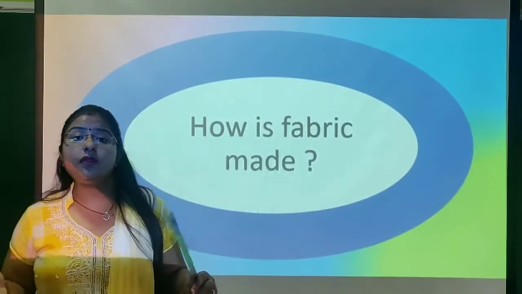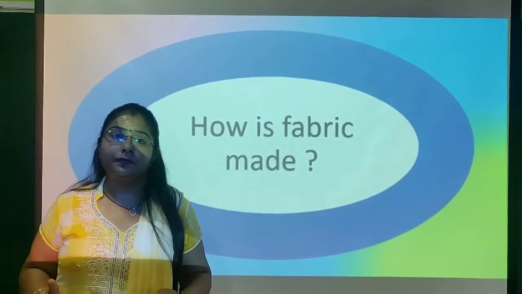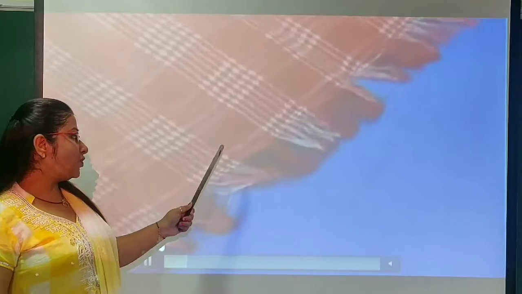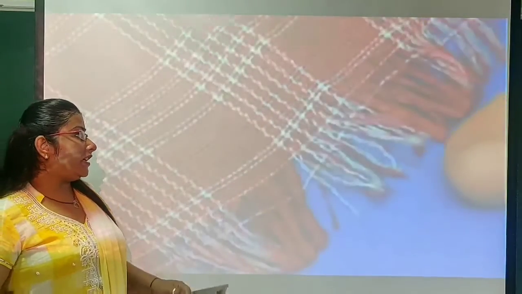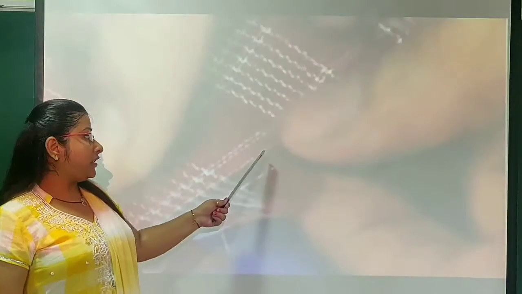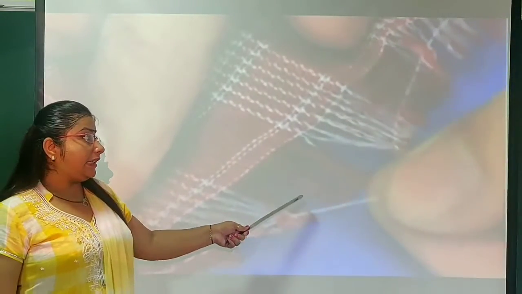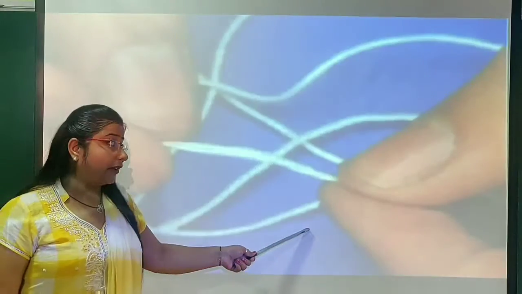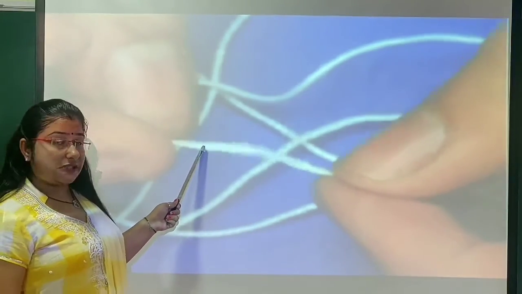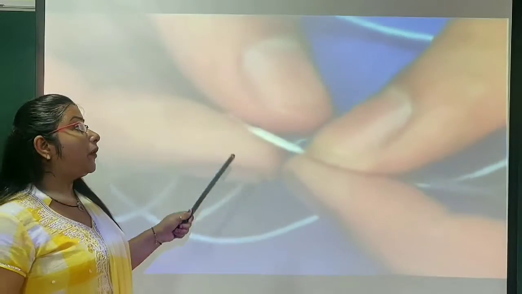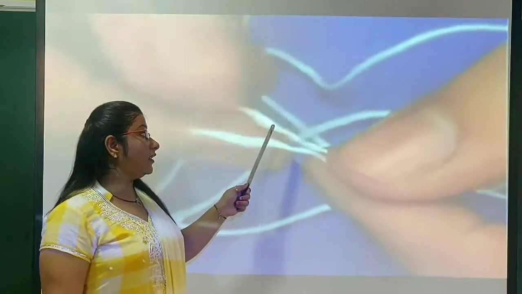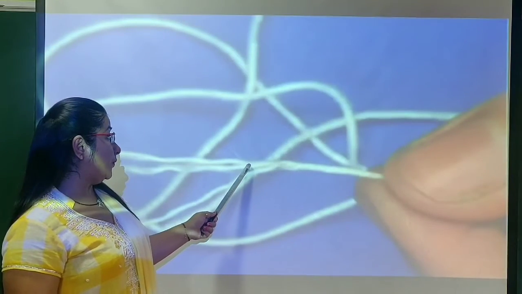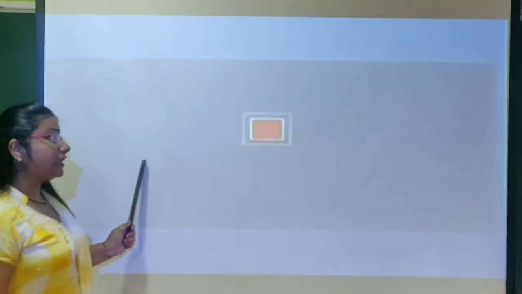Now we will see how fabric is made. Here is a type of fabric. We are zooming in on this. When we see it, it is made up of threads. This thread is known as yarn. And when we zoom in on this yarn, we will see it is made up of still thinner threads. Those still thinner threads are known as fibers. These thinner strands are known as fiber.